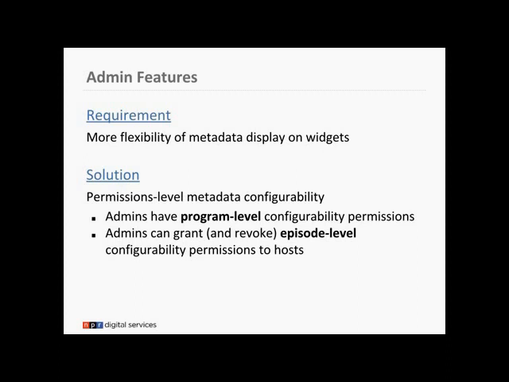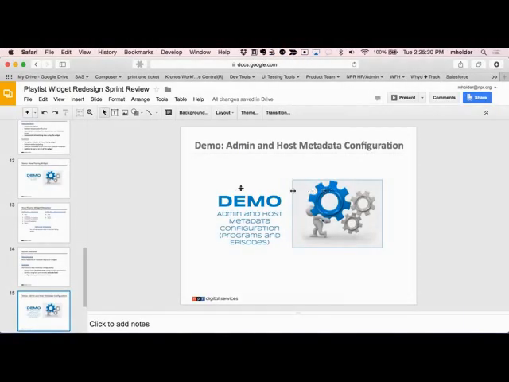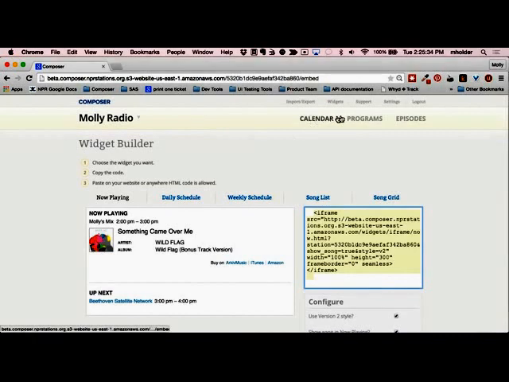Admins can also choose whether or not to grant permissions to hosts to be able to configure the metadata for their episodes. So program level and episode level metadata configurability is available, but it is limited to the people who have permissions to see them. So admins have program level configurability and hosts have episode level configurability if admins have granted them that access. So let's look at what that's going to look like.